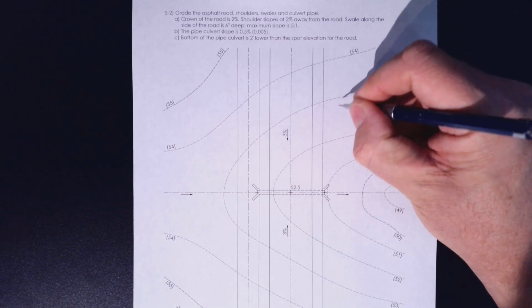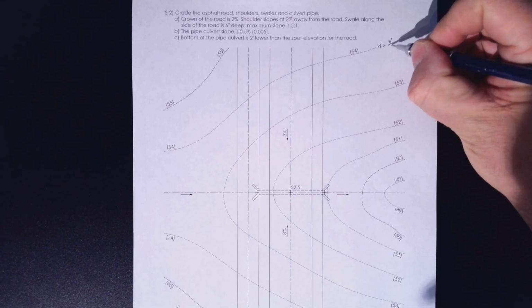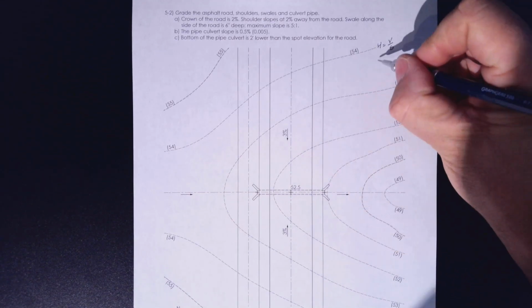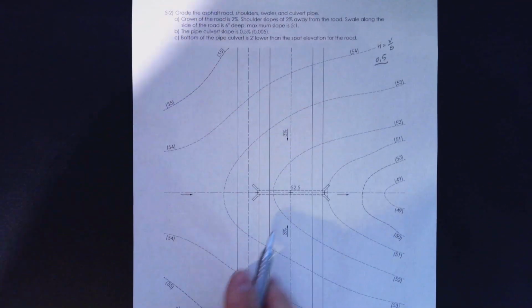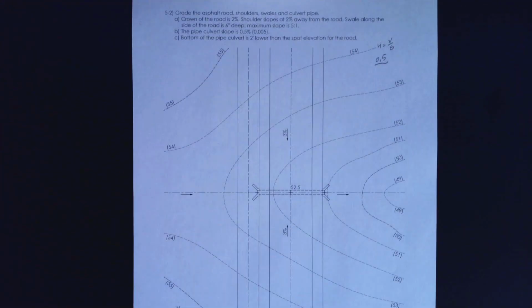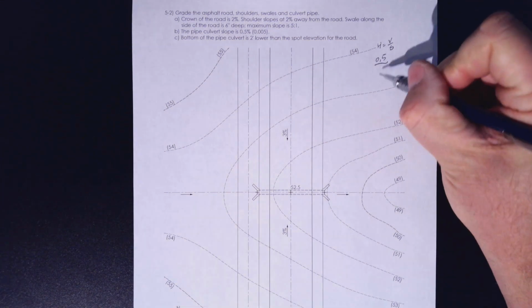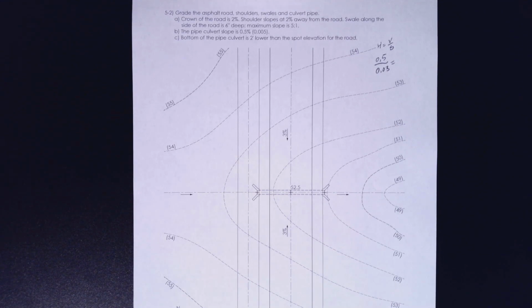So I'm going to write it right here. Horizontal equals vertical divided by slope. We know the vertical is half a foot, and we're going to divide that half a foot by the slope, which is 0.03. So 0.5 divided by 0.03 equals 16.66 or 16.7 feet.